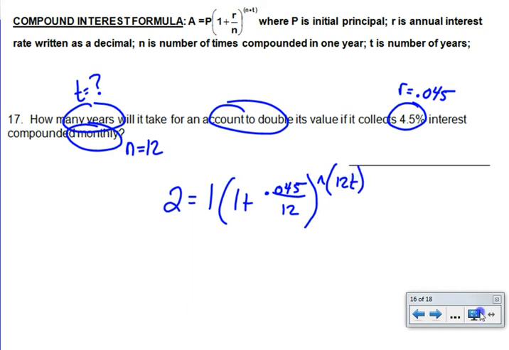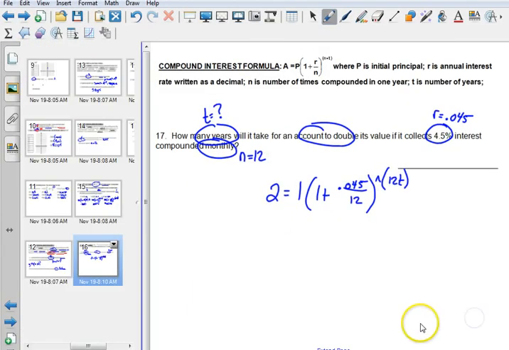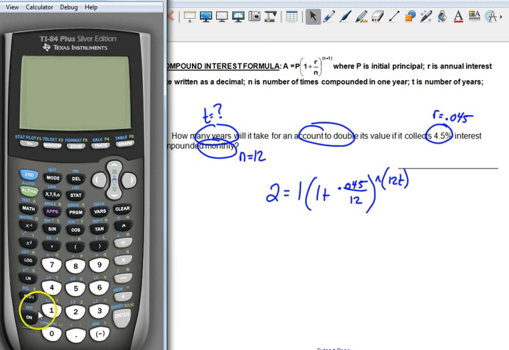So now I'm going to go to my calculator, and I'm going to grab y equals, clear out the last problem, and you don't have to type the 2 necessarily, and in fact you don't have to type this first 1, because that's not going to do anything. A 1 is a 1. So I'm just going to type parenthesis 1 plus 0.045 divided by 12, and then close the parenthesis, and then up in the caret, because it's 12t, we're going to have to type 12x.